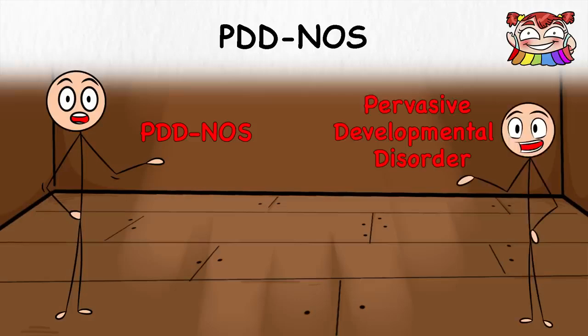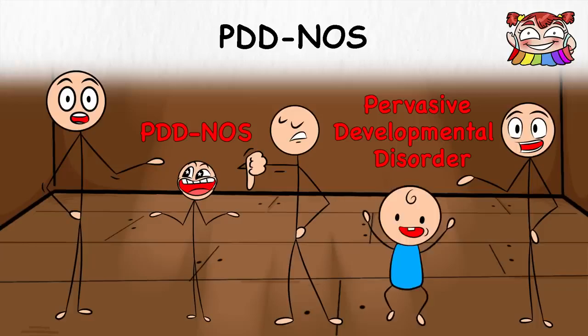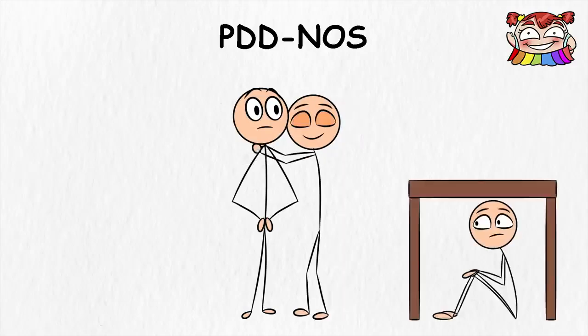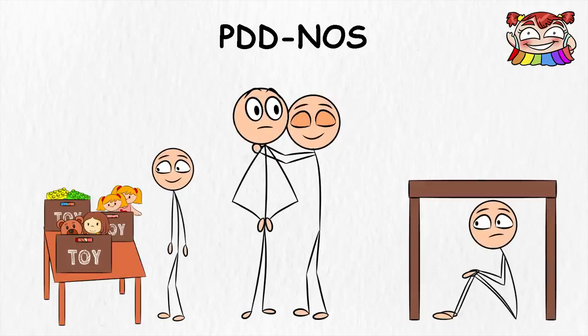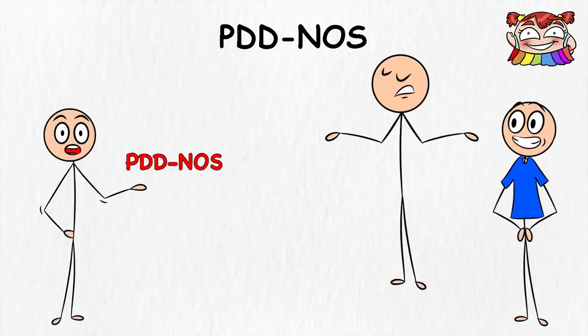PDD-NOS, short for Pervasive Developmental Disorder Not Otherwise Specified, was like the wild card drawer for autism diagnoses. Let's say a kid talks early but doesn't quite get social rules. They're hugging strangers one minute and hiding under tables the next. Or maybe they're organizing their toys like a junior librarian but then totally fine going off schedule at school. This shows signs of classic autism but doesn't exactly check all the boxes of it. And that's where PDD-NOS came in.